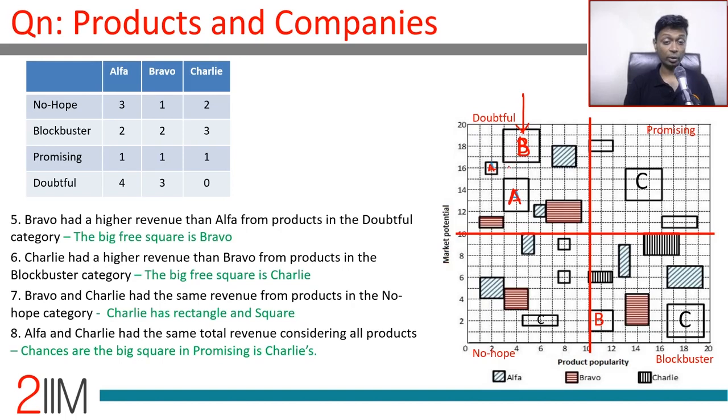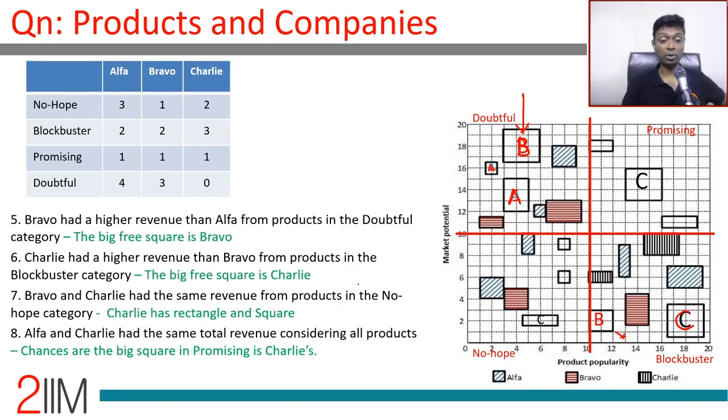Charlie had a higher revenue than Bravo from products in the blockbuster category. Blockbuster, Charlie had higher revenues. Charlie has 3 and Bravo has only 2 products. But if Bravo had this big square, then it would be impossible for Charlie to have more than Bravo. So Charlie has the big square, Bravo gets a small square.